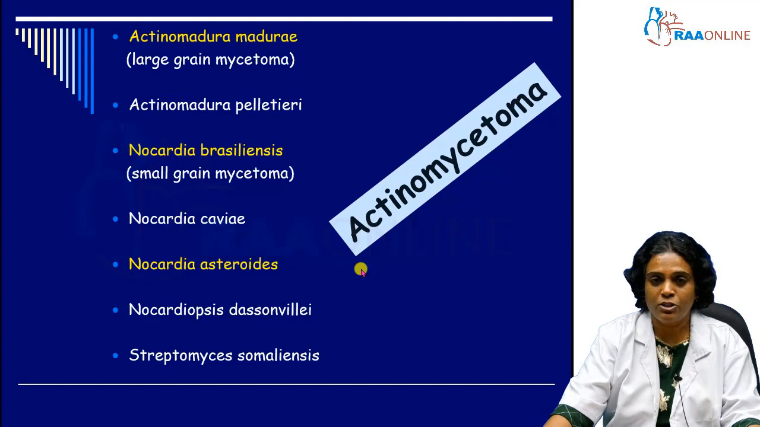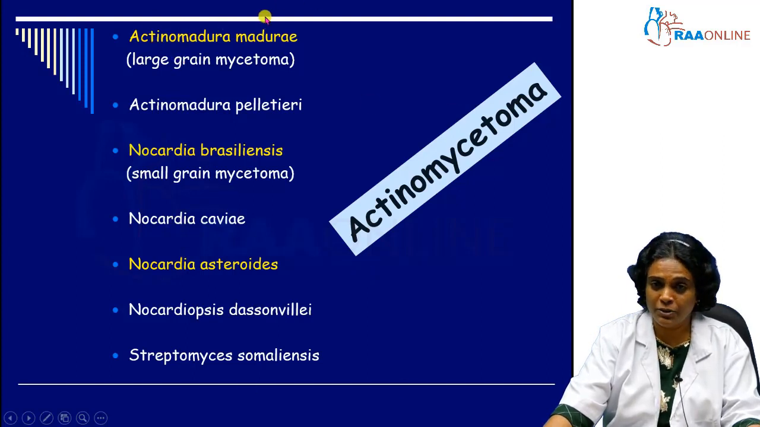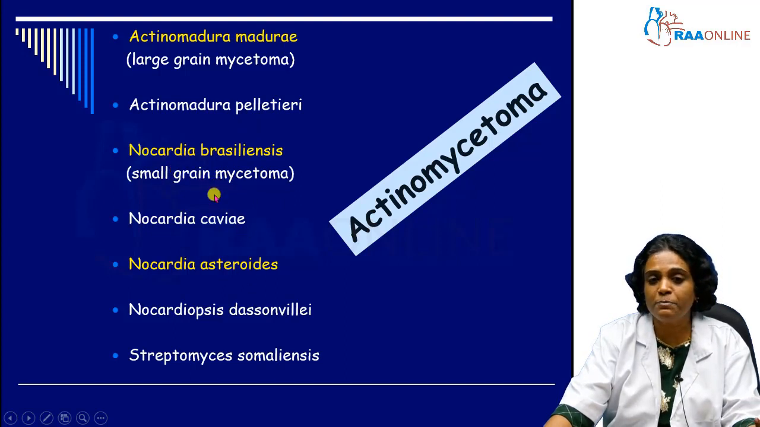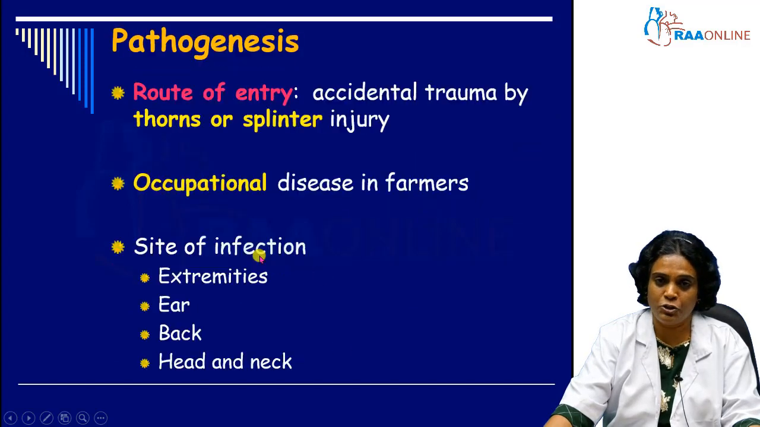And then actinomycetoma is caused by these agents. So we have Actinomadura madurae, which is very common, which causes the large grain mycetoma. And then we have Actinomadura pelletieri. So this usually produces white to pink grain mycetoma. And then this one, Nocardia brasiliensis, which produces a small grain mycetoma. And we have other species of Nocardia. Nocardia asteroides and Nocardia caviae can also cause it. And then we have Streptomyces. So these are the agents which cause actinomycetoma.